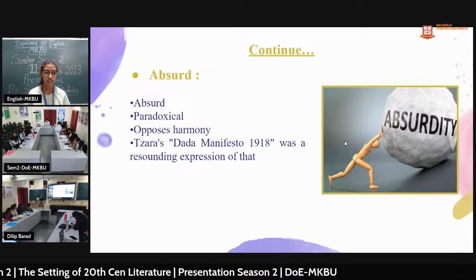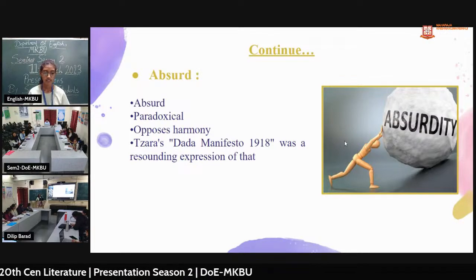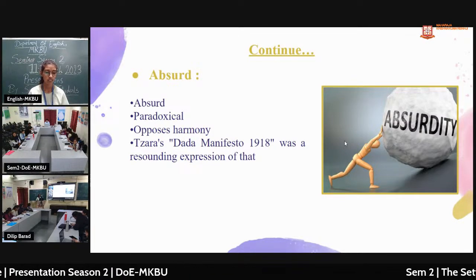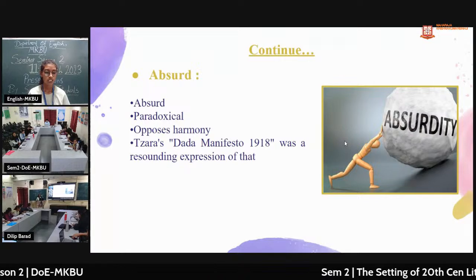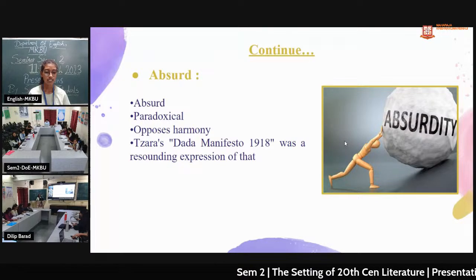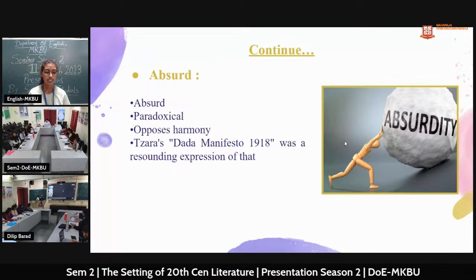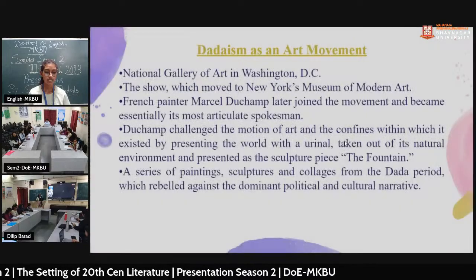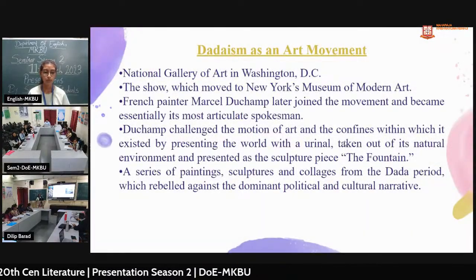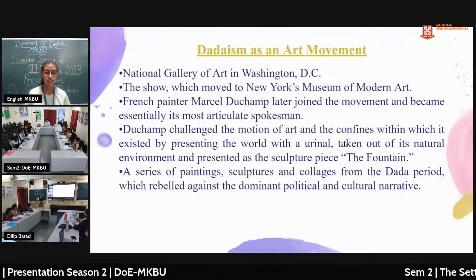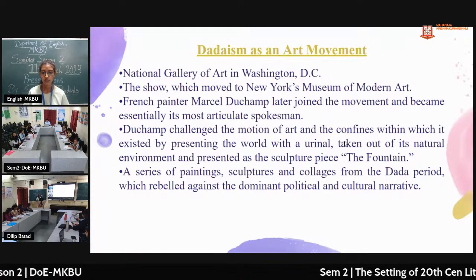Third is absurdity. Everything is absurd, everything is paradoxical, and everything opposes harmony. Tzara's Dada Manifesto of 1918 was a resounding expression of this. Dadaism is an art movement. The Dada exhibition at the National Gallery of Art in Washington D.C.